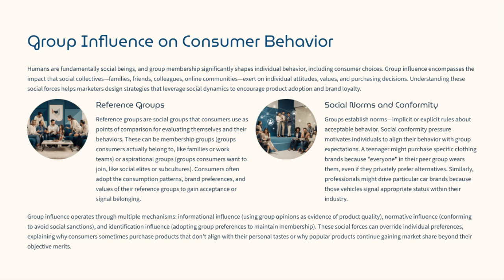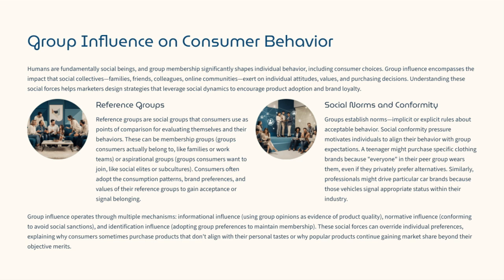People often buy certain products simply because they want to fit in or avoid standing out negatively. And finally, there's identification influence, where we adopt group preferences to maintain our membership or sense of belonging. These social forces can be so powerful that they override our personal tastes, which explains why sometimes we buy things that aren't necessarily our favorites, or why popular products keep gaining market share beyond their actual merits.